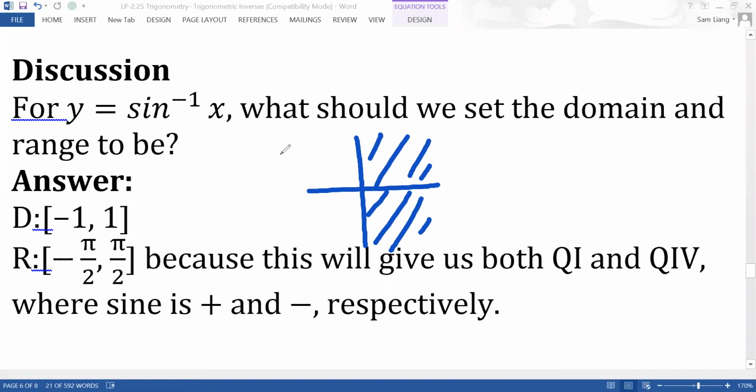Does anyone still need to copy this down? No? Okay, gonna move on then.